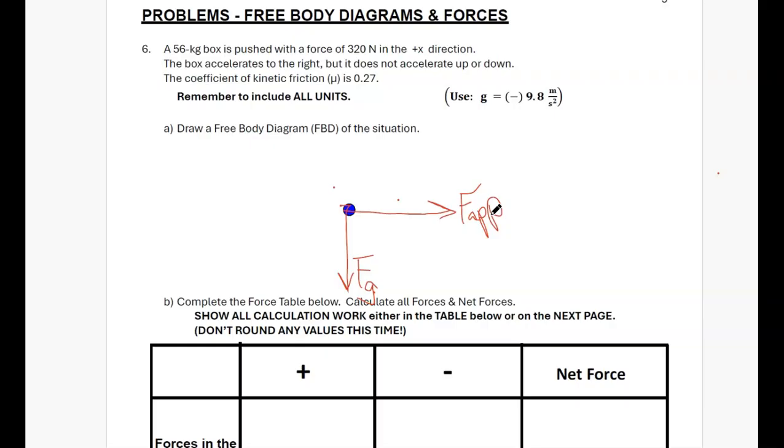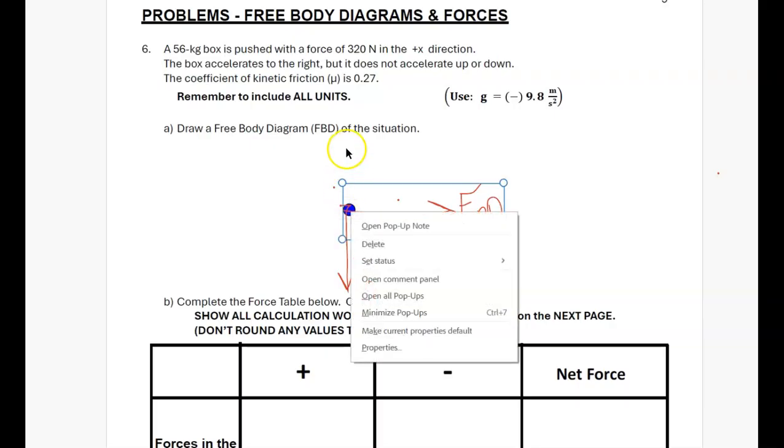And we're told the box accelerates to the right. Okay, well then the applied force is doing something. It's not completely canceled out. And then it also says that the box does not accelerate up or down. Well, if it's not accelerating up or down, and we have the downward force of weight, of force of gravity, then there must be an upward force counteracting it.